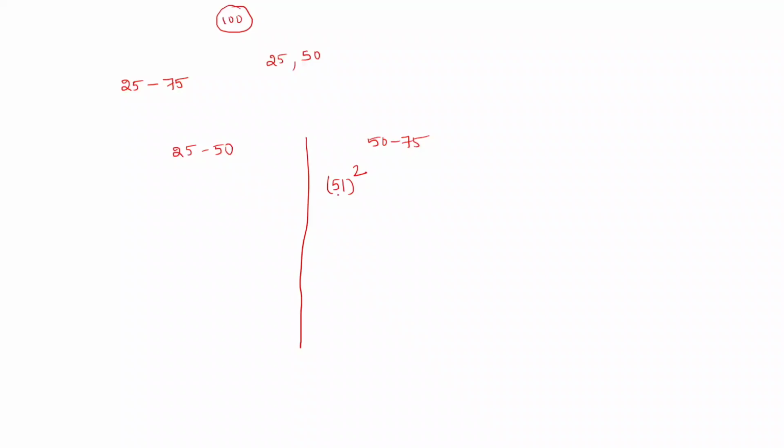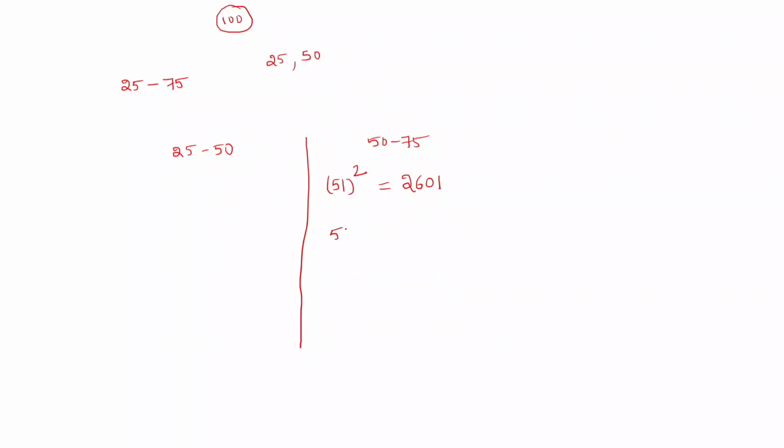So first, 51 is how much more than 50? Write down 1 square here, 01. Now 51 is 1 more than 50. We should add this 1 to 25. So 25 plus 1, that is 26. We will write 26 here. This is the value of 51 square.